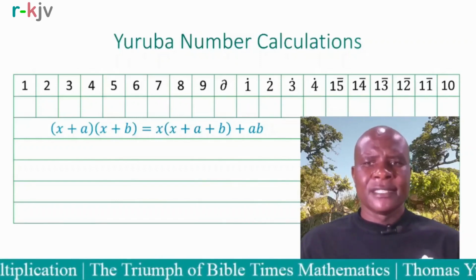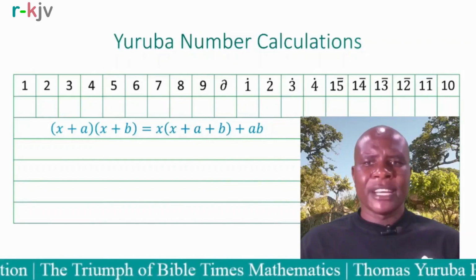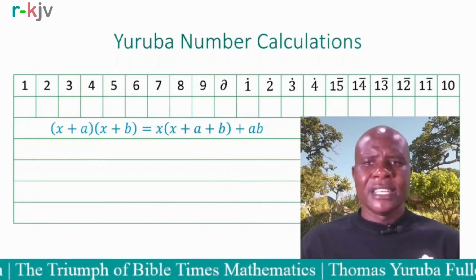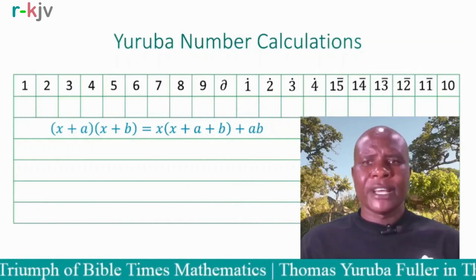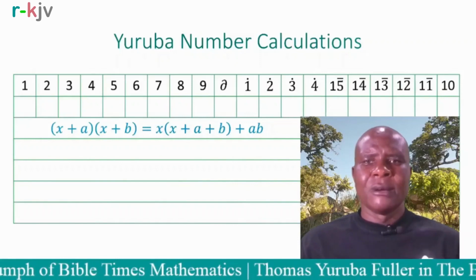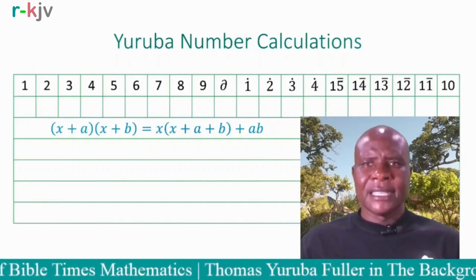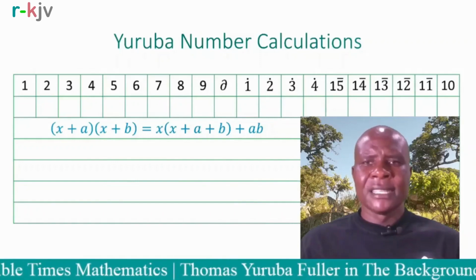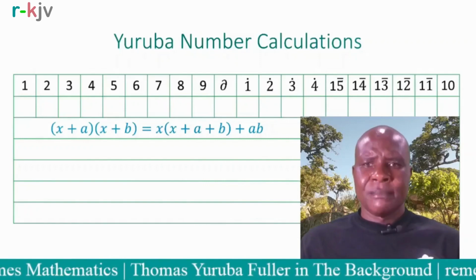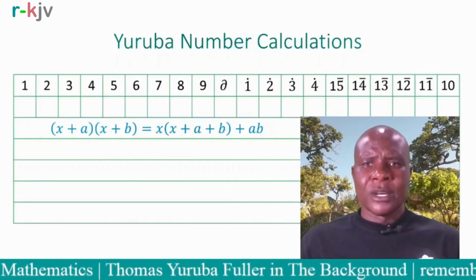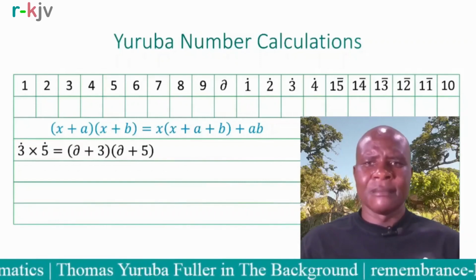The first is the bracket of x plus a multiplied by the bracket of x plus b is equal to x multiplied by the bracket of x plus a plus b plus the product of a and b, where x is half the base, and in this case 10. An example under this algorithm is the multiplication of 13 and 15.